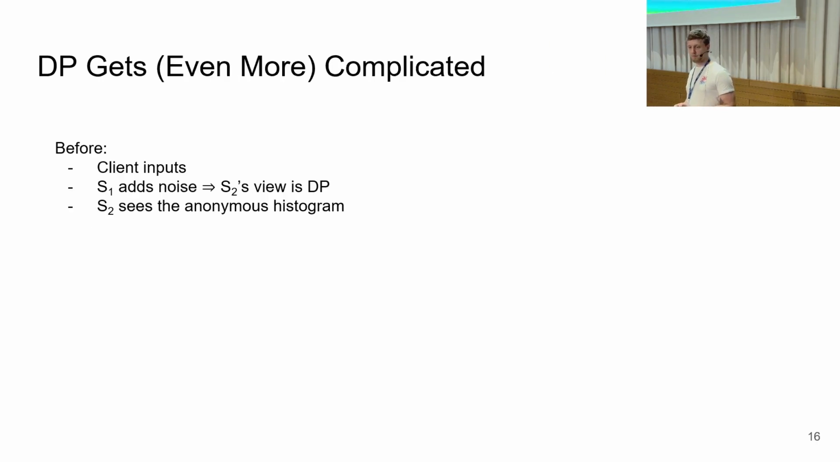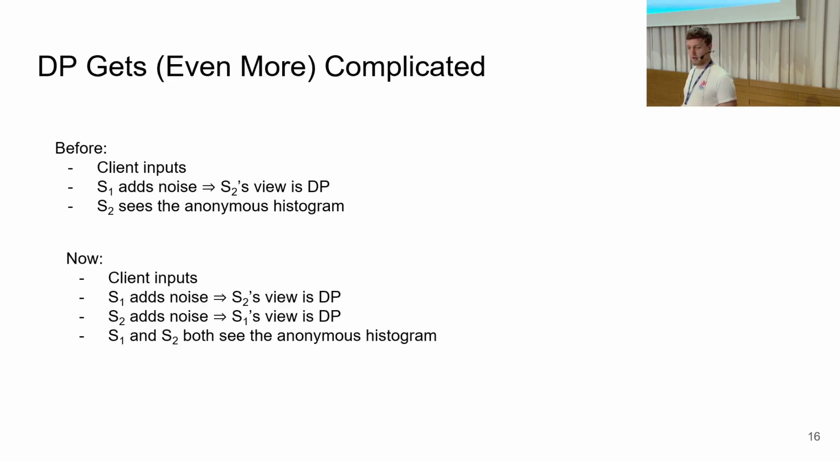Okay, now it seems like we've solved everything, but the differential privacy story now also becomes even more complicated. Remember before, we had the client who just sends its inputs to the first server. The first server adds some noise, sends it to the second server, whose view is no DP, so the second server doesn't learn anything. And then the second server gets this anonymous DP histogram and can perform the aggregation locally. Now, in the new protocol, the first server adds noise, so the second server's view is DP. Then the second server has to add noise, so the first server's view is DP, so we have twice the dummies, twice the shuffling, and so on.